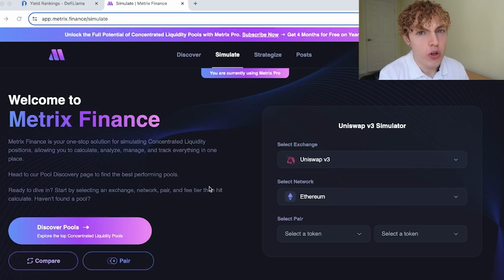Then if you want to go further and check out stuff that is just liquidity mining, you can go ahead and use Metrics Finance. This is my friend Jake's software, and there's a free version. About 85% of the features are free, so he doesn't care too much if you pay for it. I'm just putting this out there because it's a great tool.